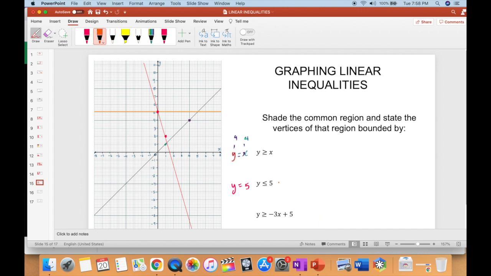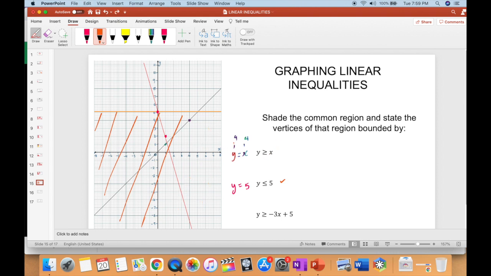So for this one, it's pretty easy. We want anything that is less than 5. So we want this entire thing here that is less than 5. So we want below that line, right? So that is okay.